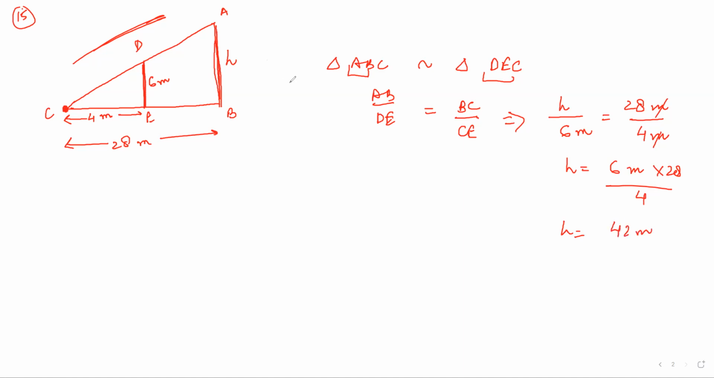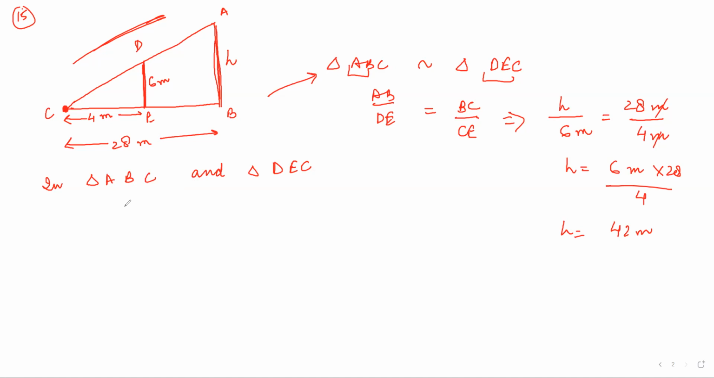Okay, so now my objective is to prove that the triangles are similar, right? So you write what is given and what you have to show. Nothing to show, you have to find H. So you start with these two triangles, triangle ABC and triangle DEC. Ma'am, how do we prove that it's similar? I'm proving it. So let's start.